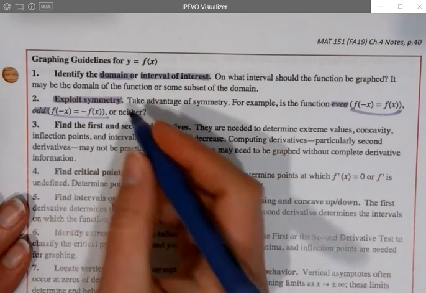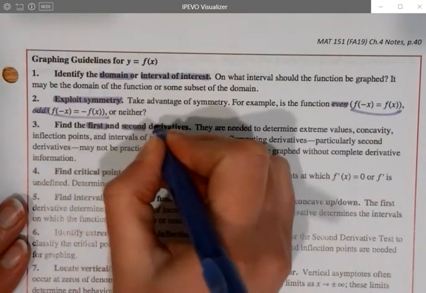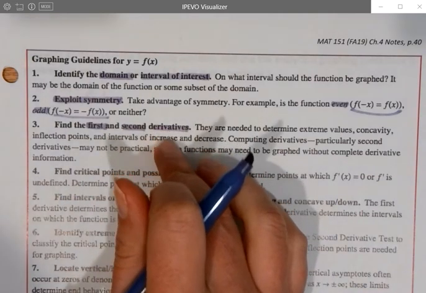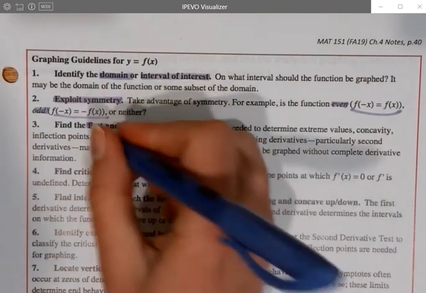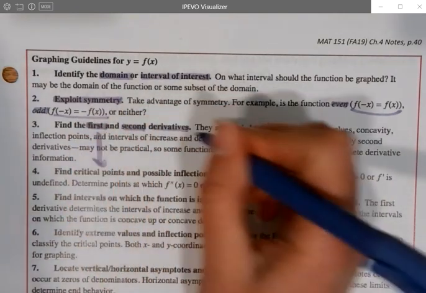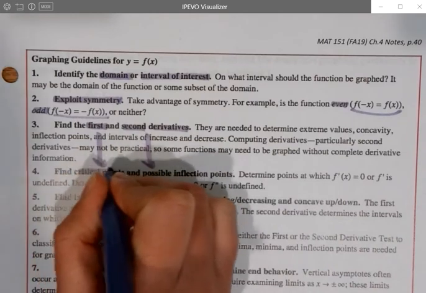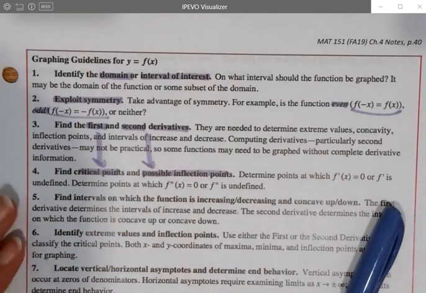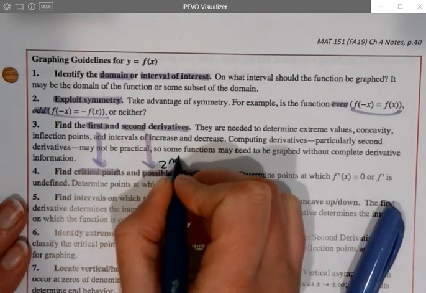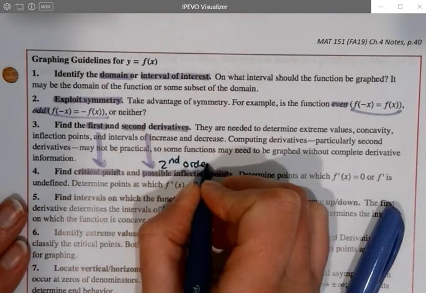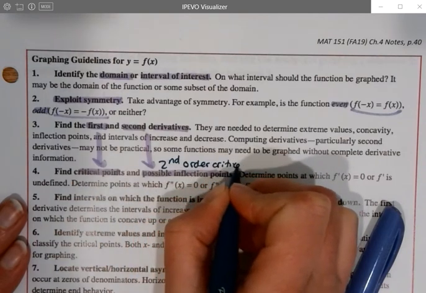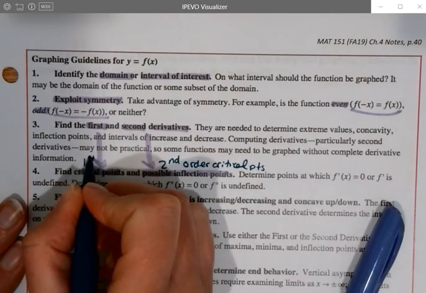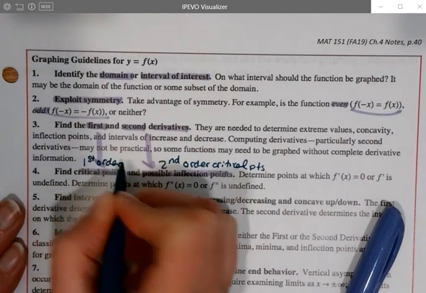Okay, the third thing that you're going to need is to find the first and second derivatives. That's because you're going to need to find the intervals of increase, decrease, the extrema, and so on. And so you use them to find the critical points and possible inflection points. The critical points are our first order critical points. What they're calling possible inflection points in this box right here is what we have been calling the second order critical values, so second order critical points. And what they call critical points right here is our first order critical points. So you just want to find both of those.